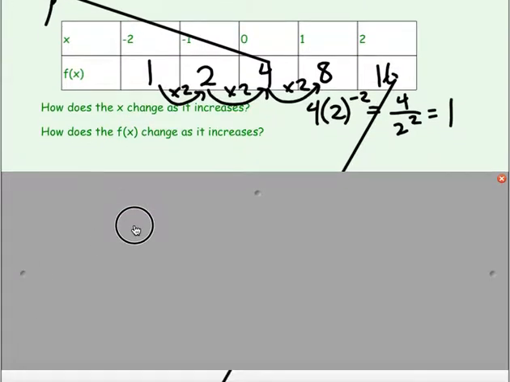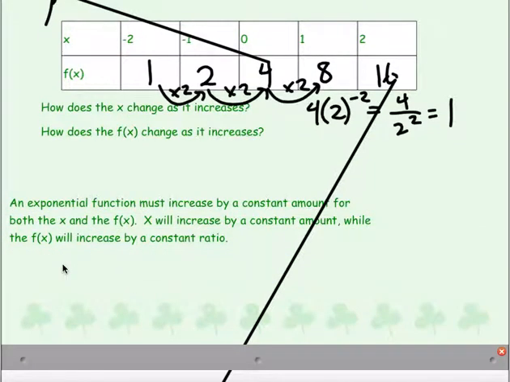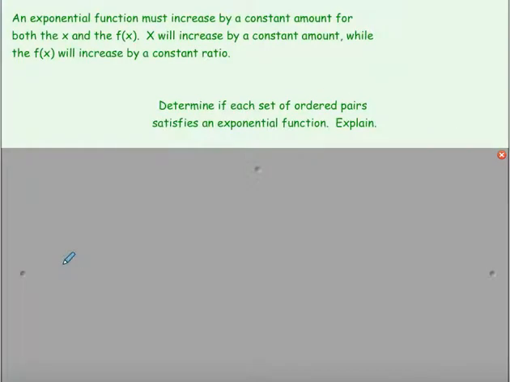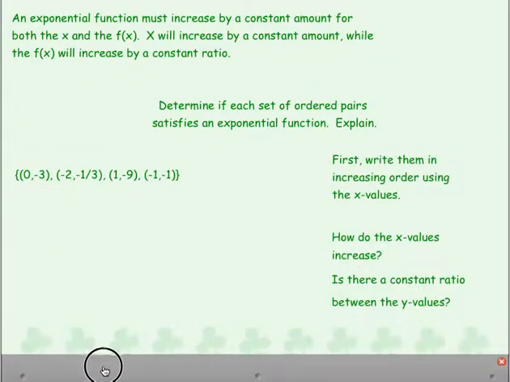It's that constant ratio. So an exponential function must increase by a constant amount for both the x and our y, f of x. So x will increase by a constant amount, while f of x will increase by a constant ratio. So as we increase x by 1, so adding 1, we actually multiply to get from y value to y value. Okay? So we need to determine if these sets of ordered pairs is an actual exponential function.